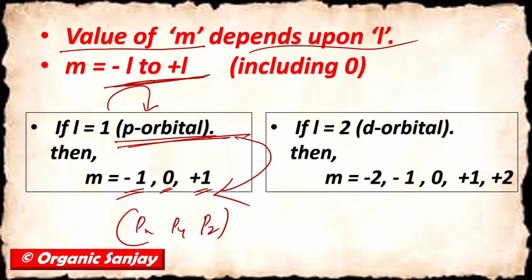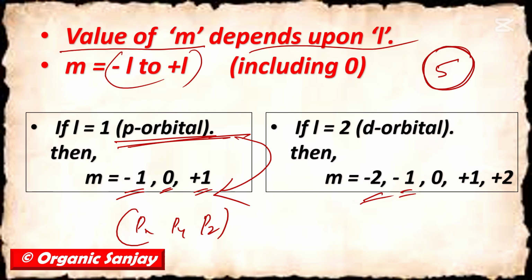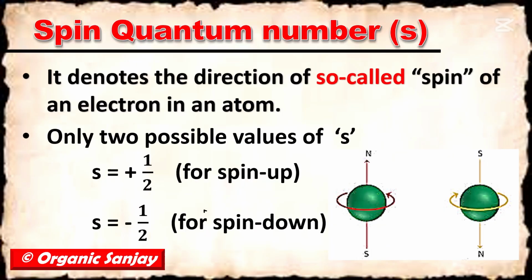If L is equal to 2, that means d orbital. There are 5 types of d orbital, we know that, and we can also obtain this by using the relation minus L to plus L. So -2, -1, 0, +1, +2. It means 5 types of d orbitals in different directions.